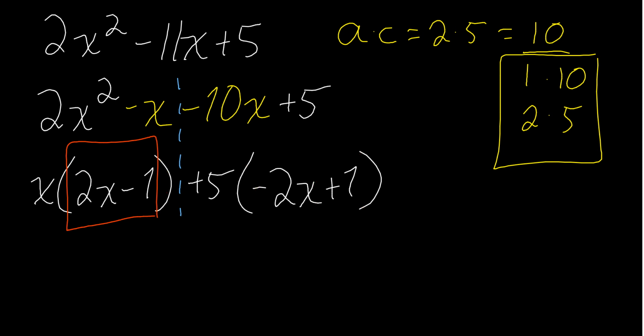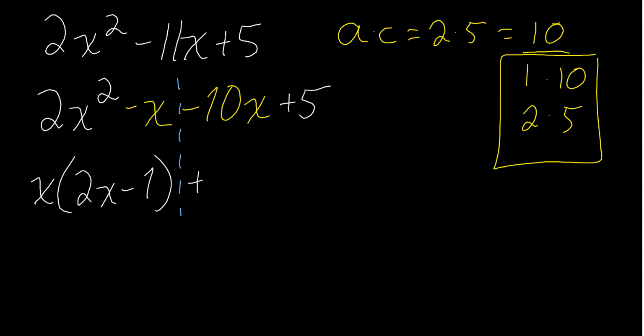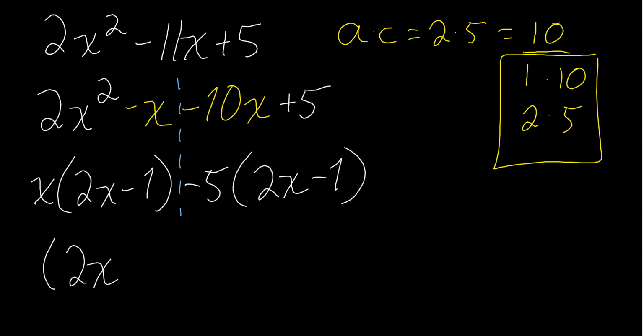So what we must do instead of factoring out a positive 5 is factor out a negative 5. So we factor out a negative 5, and that leaves me with a 2x minus 1. All right? So now we can proceed, and my function is 2x minus 1 and x minus 5.